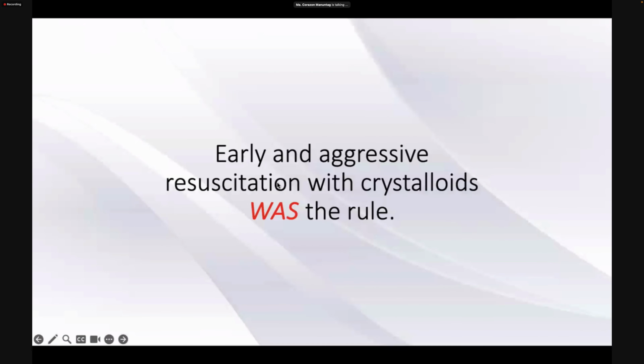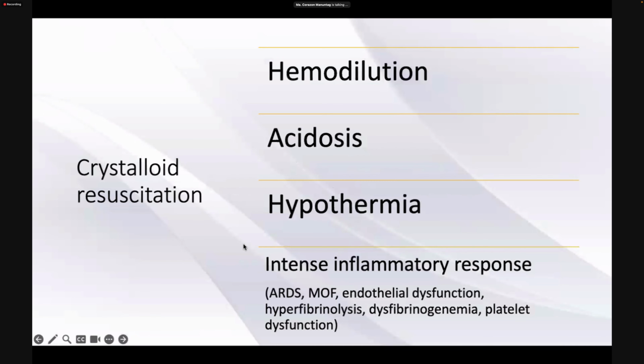What's the rule? Touching on the resuscitation part, early and aggressive resuscitation with crystalloids was the rule, but now you recognize that there are a lot of problems with giving your patients too much crystalloids. These include hemodilution, acidosis, and hypothermia, including an intense inflammatory response that can lead to your ARDS, your MOF, endothelial dysfunction, dysfibrinogenemia, and platelet dysfunction.